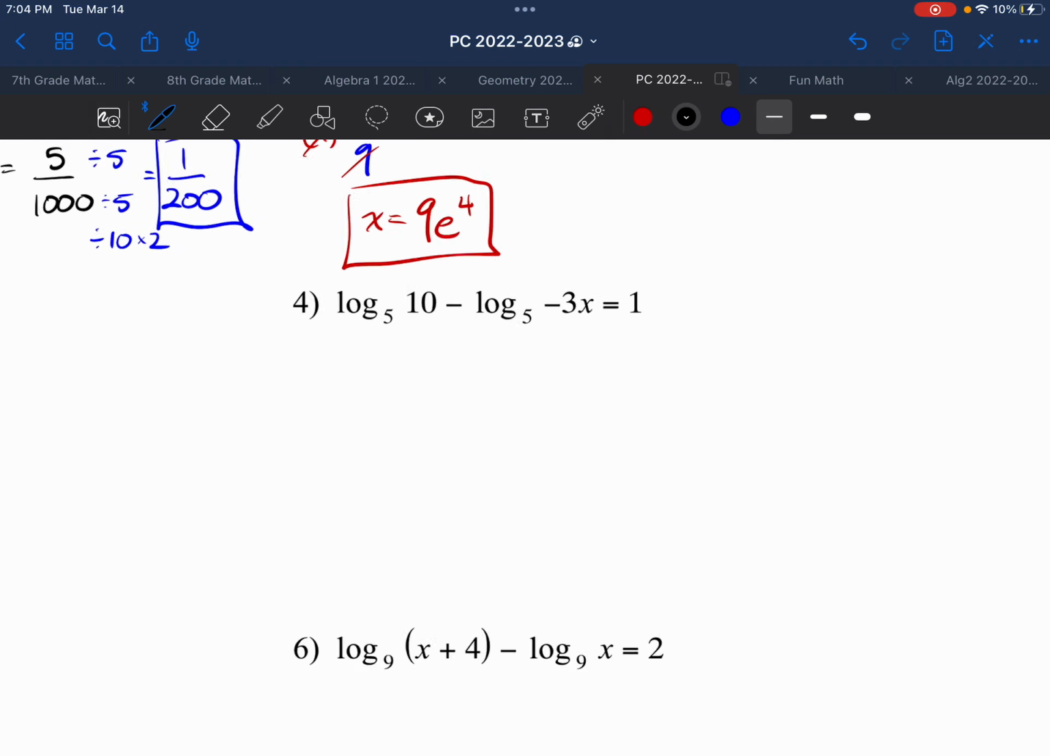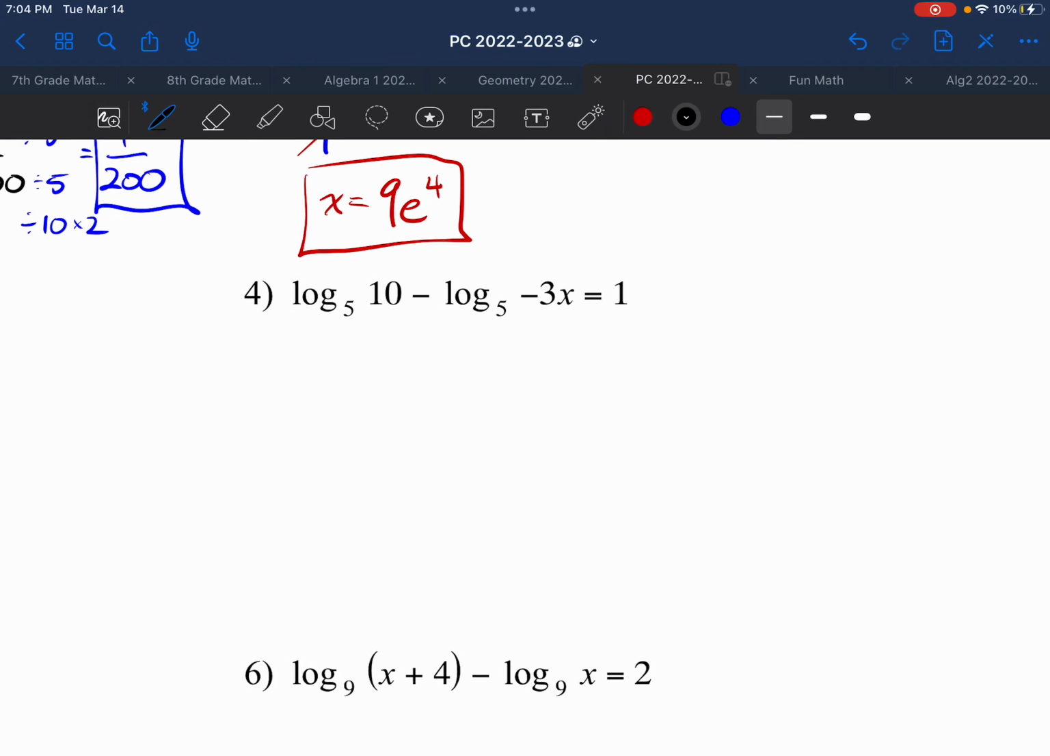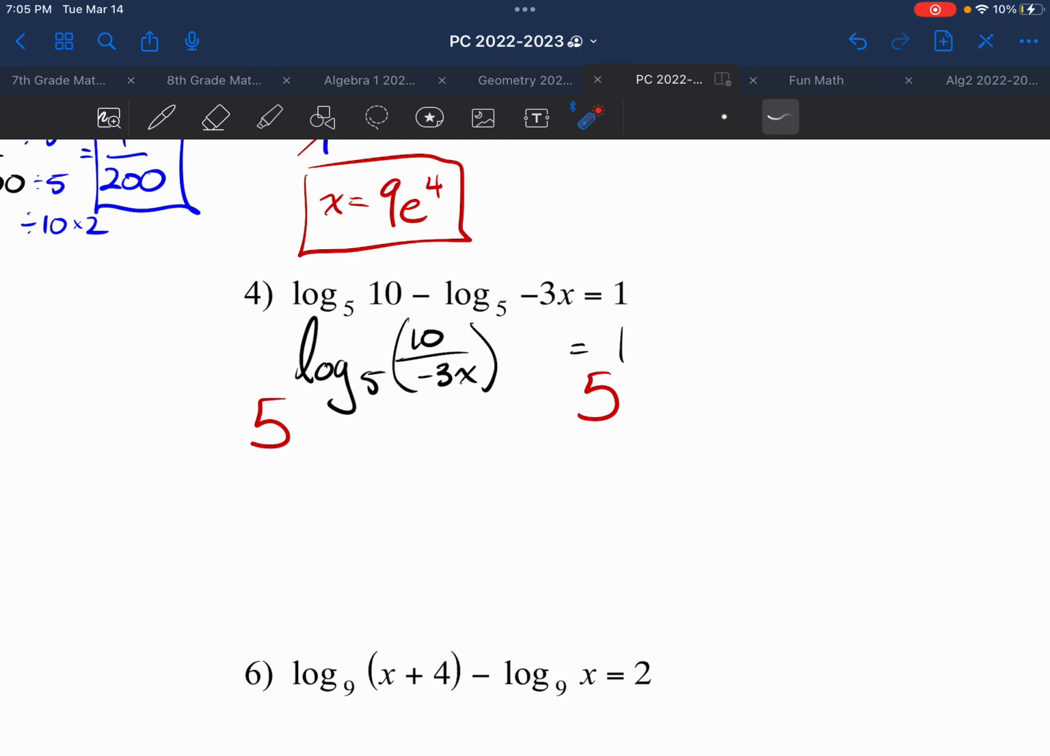And we're on to number 4. Again, combine these into one logarithm. I have log base 5, and again, subtraction means division of the inside. So I have a 10. I'm going to divide that with a negative 3x. That's on the inside, and the right-hand side is still 1. Time for exponentiation. As always, this is going to be base 5, again, matching these bases.